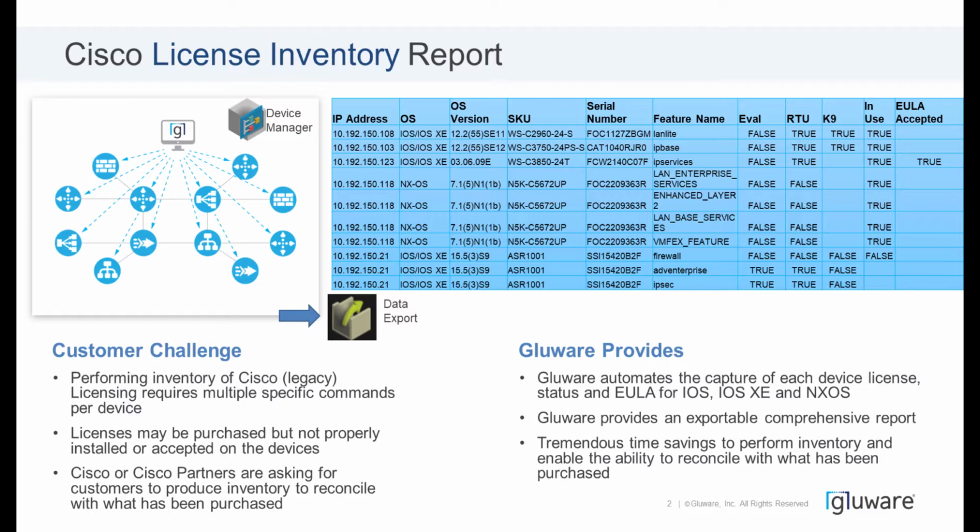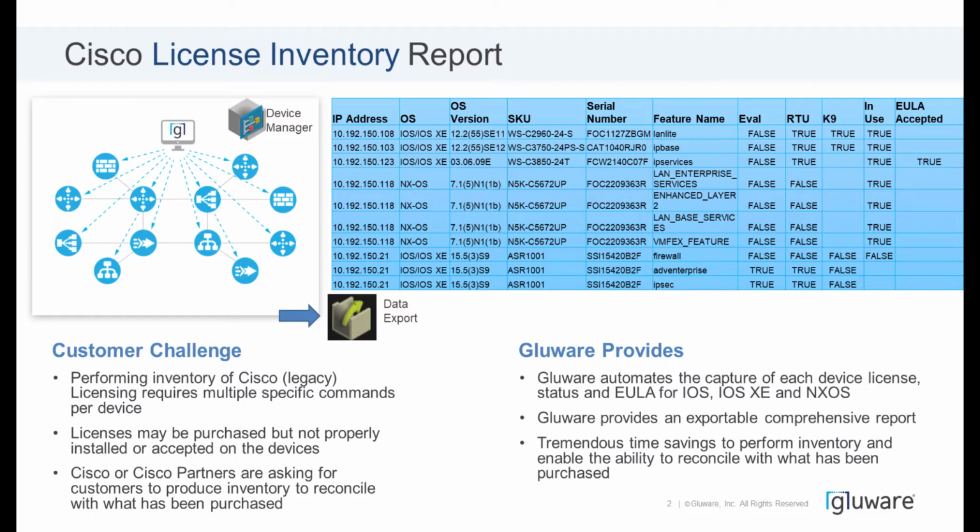When customers are trying to understand this, and they are either triggered to audit their inventory, or maybe they're renewing the SmartNet maintenance contract and want to be paying for exactly what they've licensed and what they're running in the network, they're able to use Gluware to automate the capture of the output of the show license command as well as the show version, and validate exactly what's running.